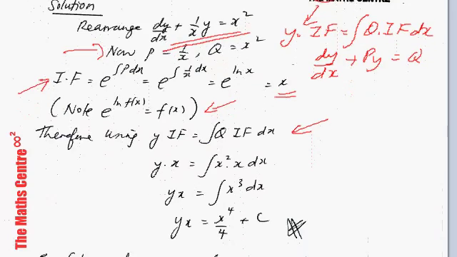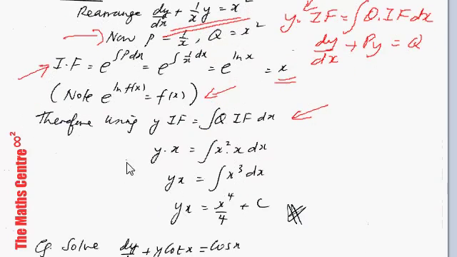So let's follow line by line. The left hand side is xy, and the right hand side is the integral of x cubed, which is x to the power of 4 over 4, and we are done. Don't forget to write the plus c on the right hand side.